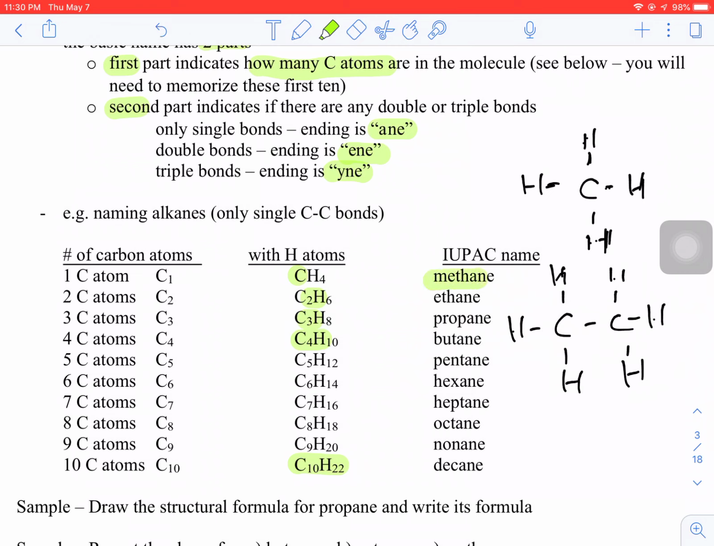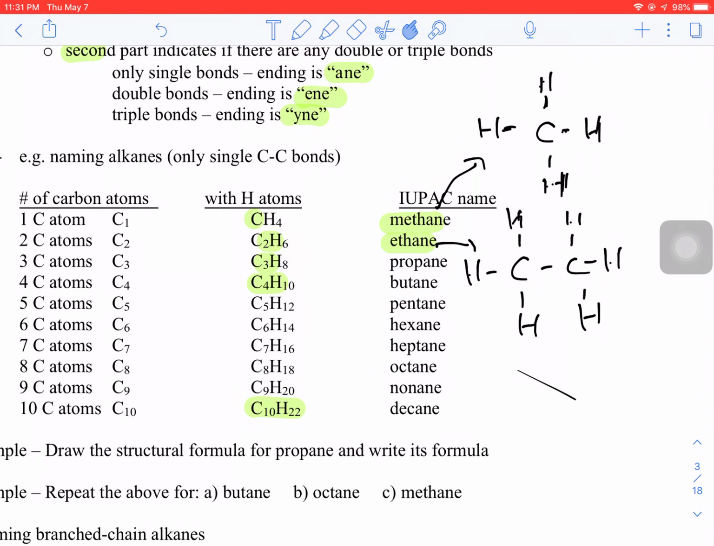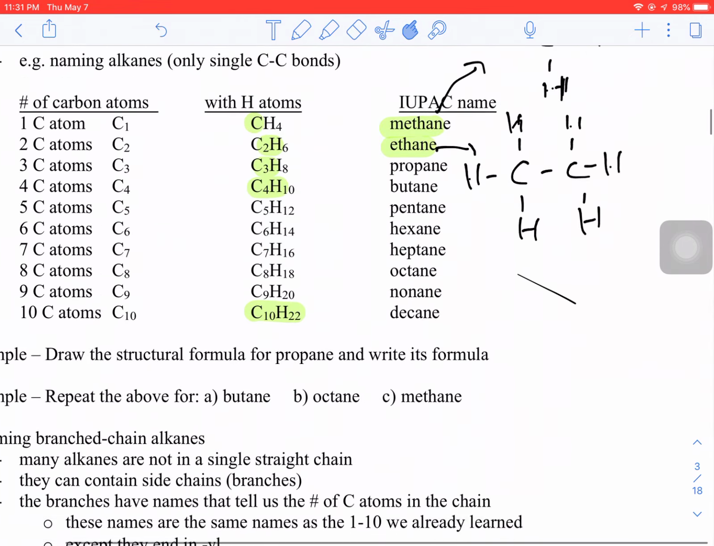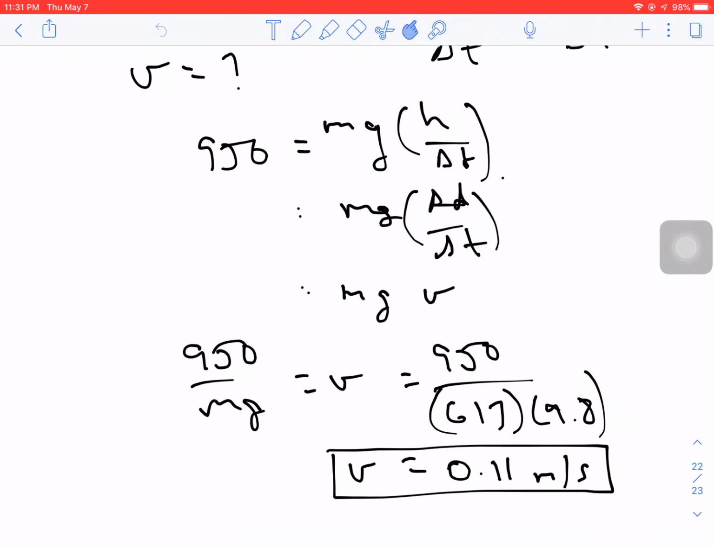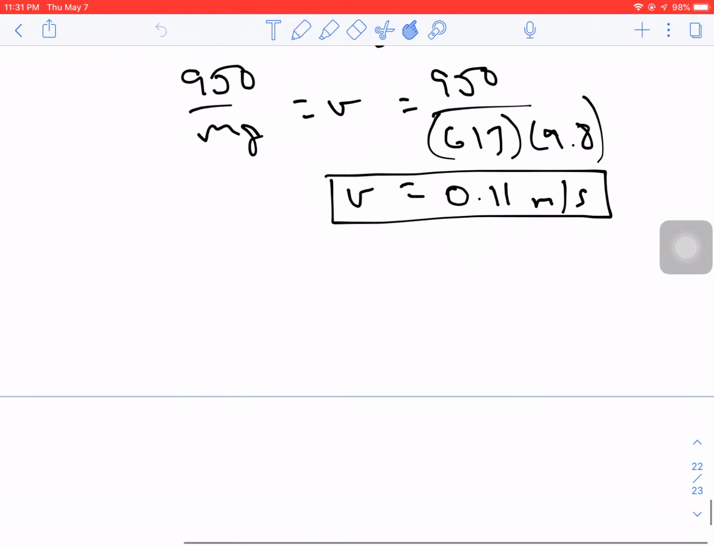So the first one was methane, the second one is ethane. So there's methane up there, and here's ethane here, and it's got 2 carbons, and all the rest of the atoms are hydrogen atoms. If I move down, propane and butane and pentane, oh, I need space to work here. I'm going to go to my whiteboard and just clear the whiteboard here.